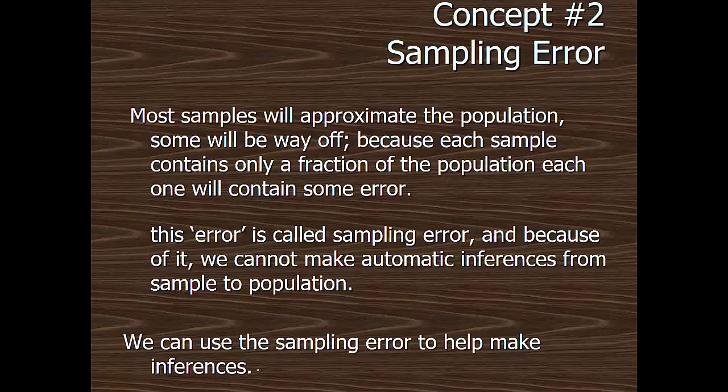Okay, so that's where every one of you, even if you got 3.5, you didn't get the same standard deviation as the population had. So this error is called sampling error, and because of it, we cannot make automatic inferences from sample to population. So we cannot say x bar equals mu. We can use a sampling error to help make inferences.